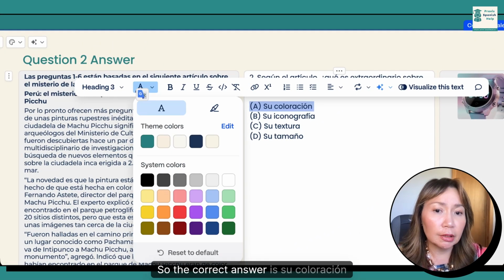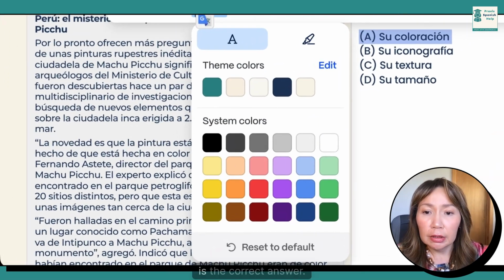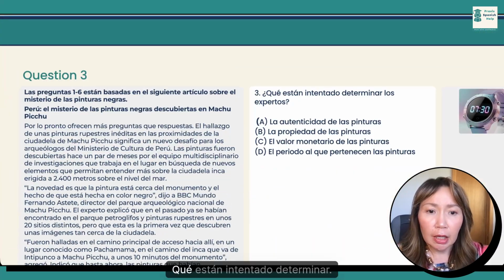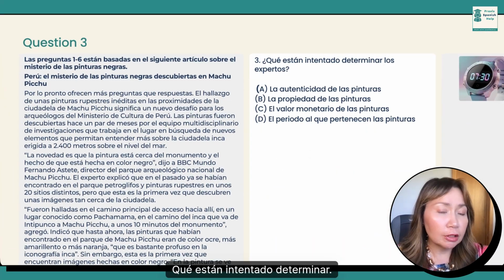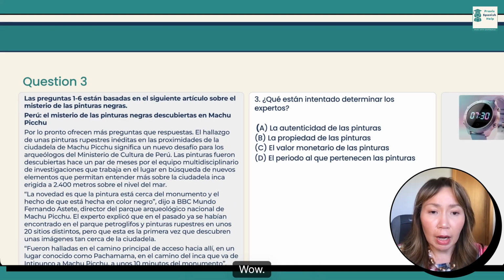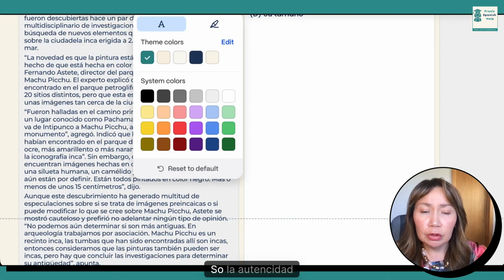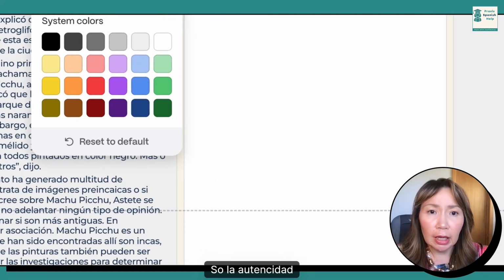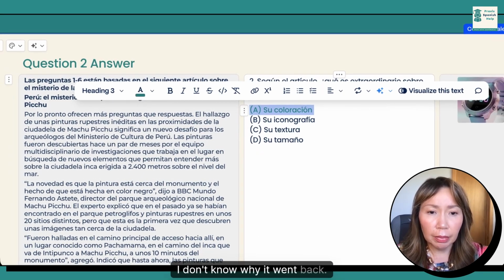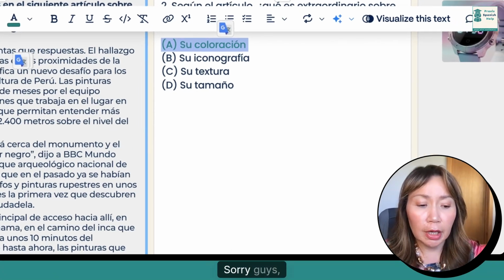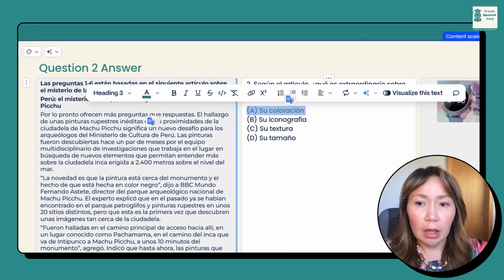So the correct answer is su coloración. Okay, moving on. Next question. ¿Qué están intentando determinar? So I have 1 minute. Wow. ¿Qué están intentando determinar los expertos? So la autenticidad. I don't know why it went back. So next slide. Sorry guys, it's kind of slow.